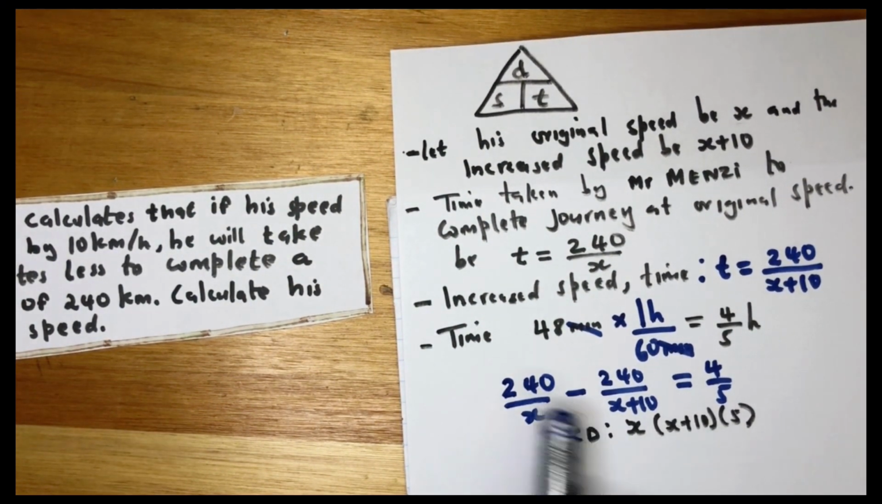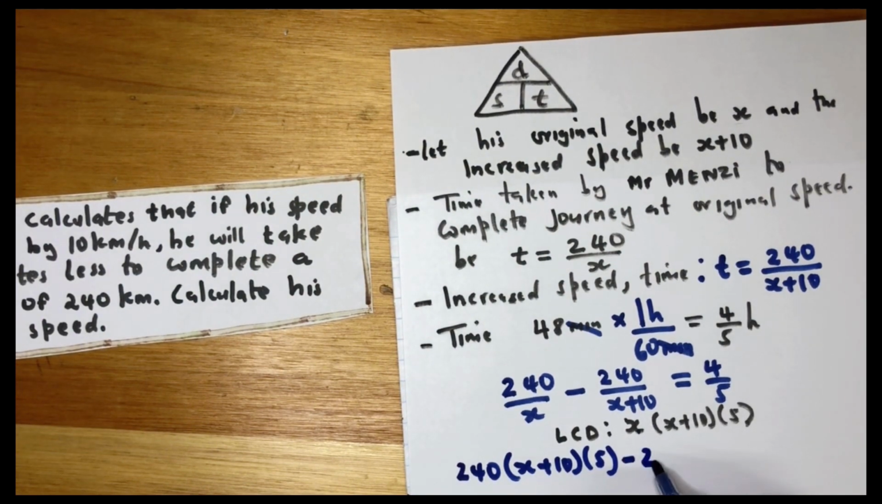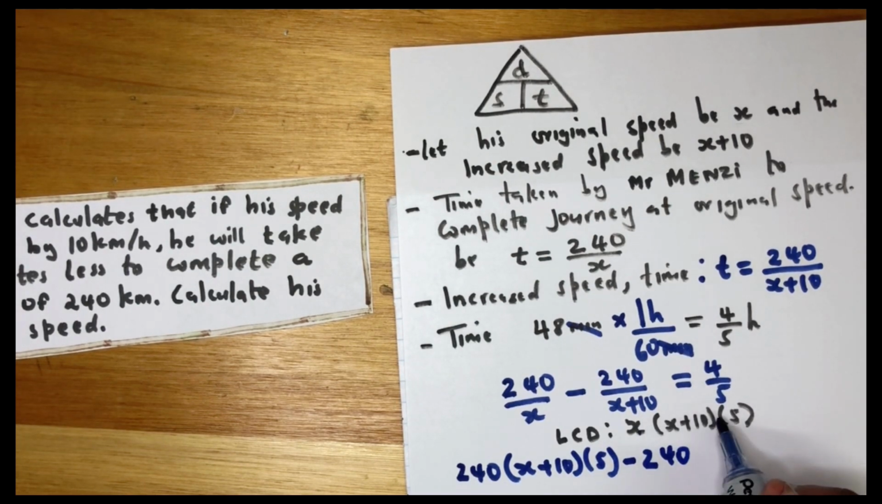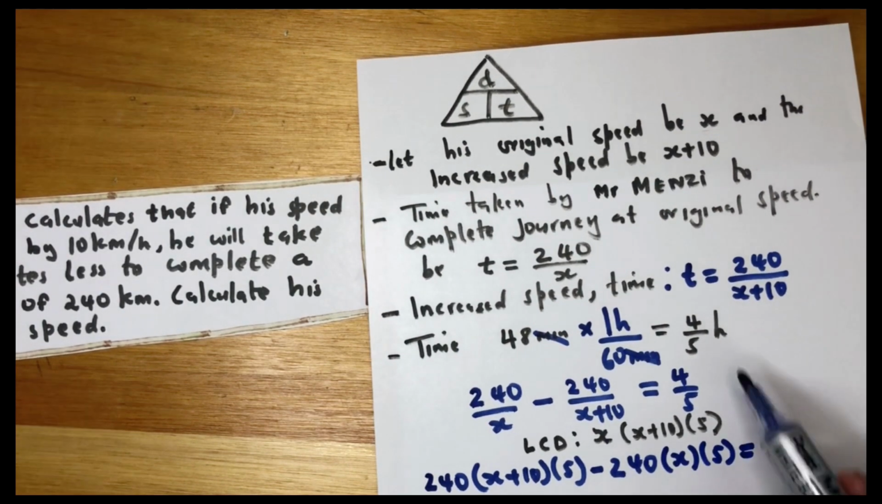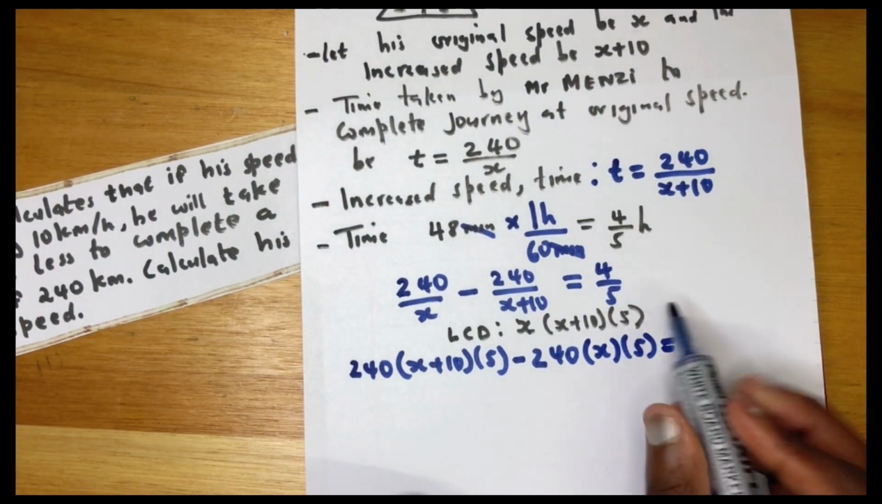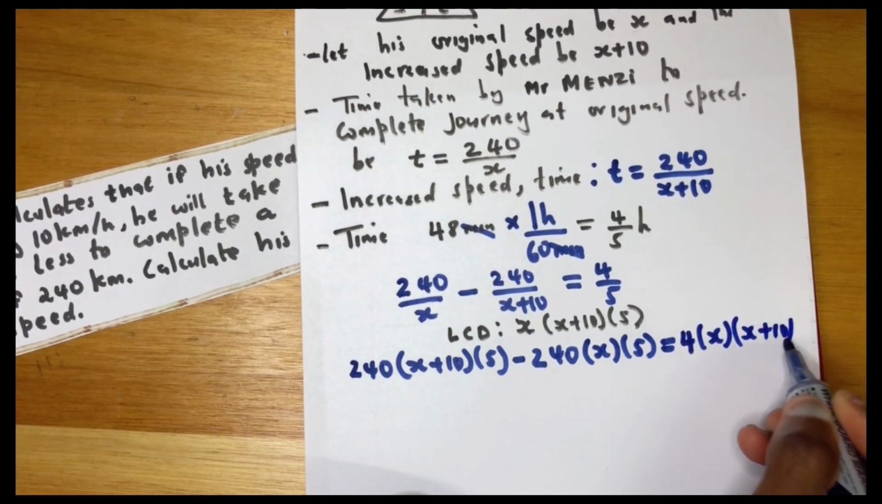So if I take this and multiply here, guys, with this first fraction, I'm going to have 240 into x plus 10 and a 5, because this x will cancel this x, minus 240. Then if I take this one and multiply here, the x plus 10 is going to cancel out. Now I'm going to be left with the x and a 5 equals to, if I take this one and multiply here, the 5 is going to cancel out. Now I'm going to be left with 4x and the x plus 10.